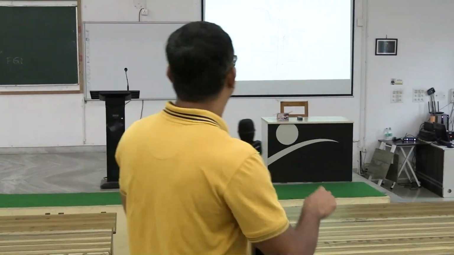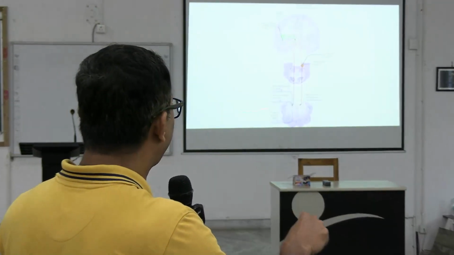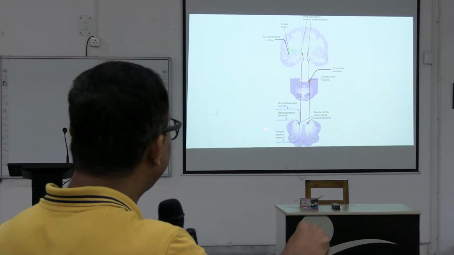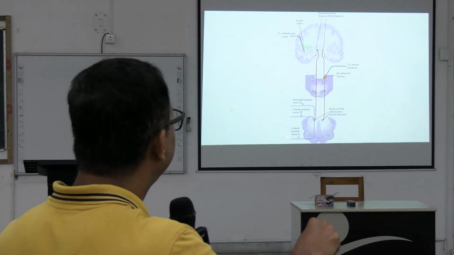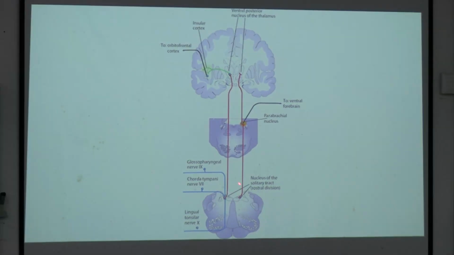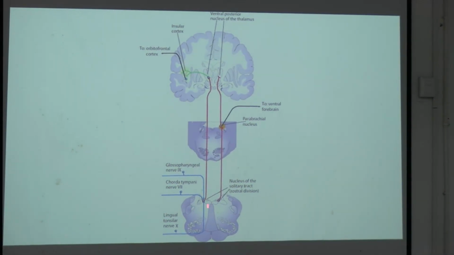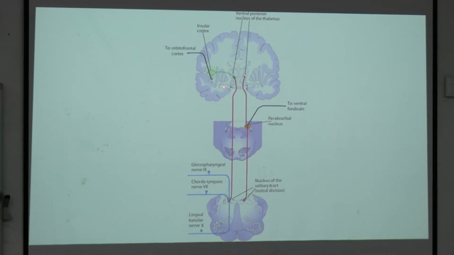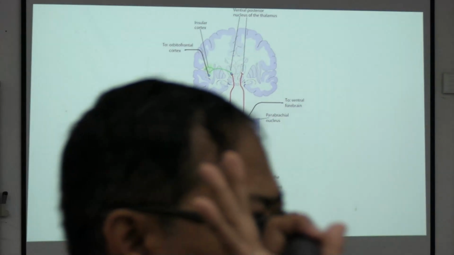Okay. So anyway, the glossopharyngeal nerve, chorda tympani nerve, and the lingual tonsillar nerve, which is a branch of the 10th, converge into nucleus tractus solitarius in the brainstem. From nucleus tractus solitarius, it goes straight to the thalamus, and from thalamus to cortex. Very simple pathway.